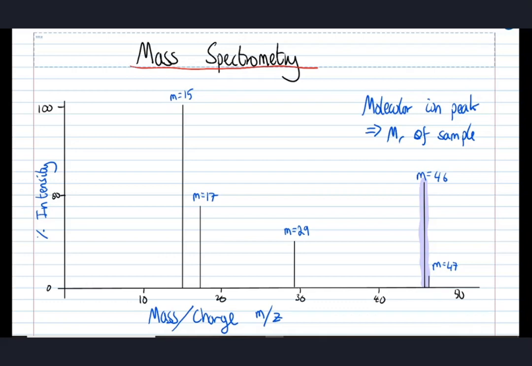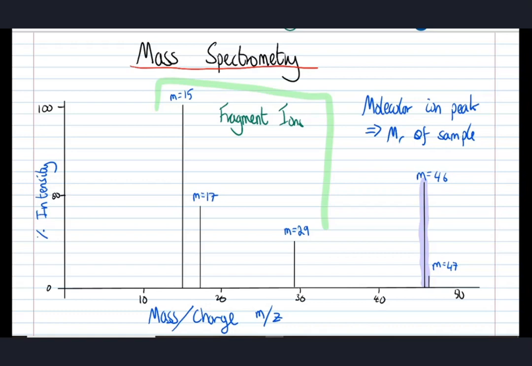Moving along, we then have these peaks here. These are our fragment ions. So I mentioned at the start of the video that the molecules are bombarded with a stream of high-speed electrons. Sometimes these high-speed electrons actually fragment the molecule, they break it up. And fragment ions are a great way of working out what clusters of atoms are in your molecule.